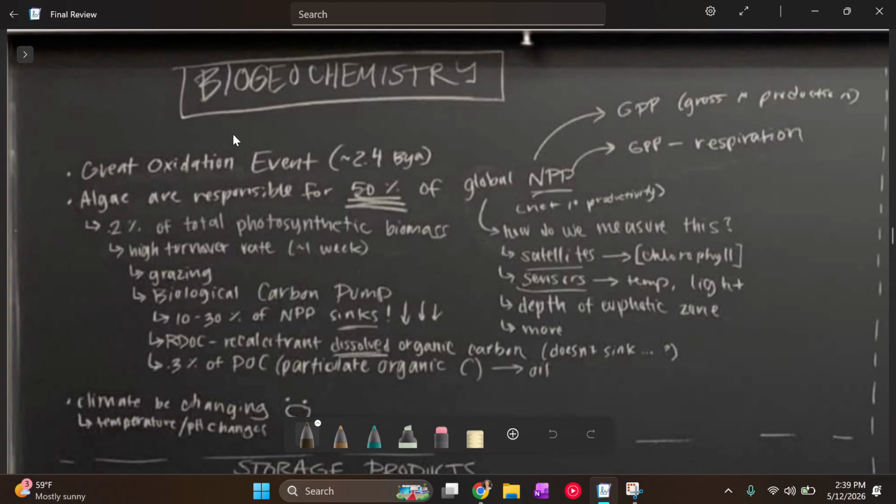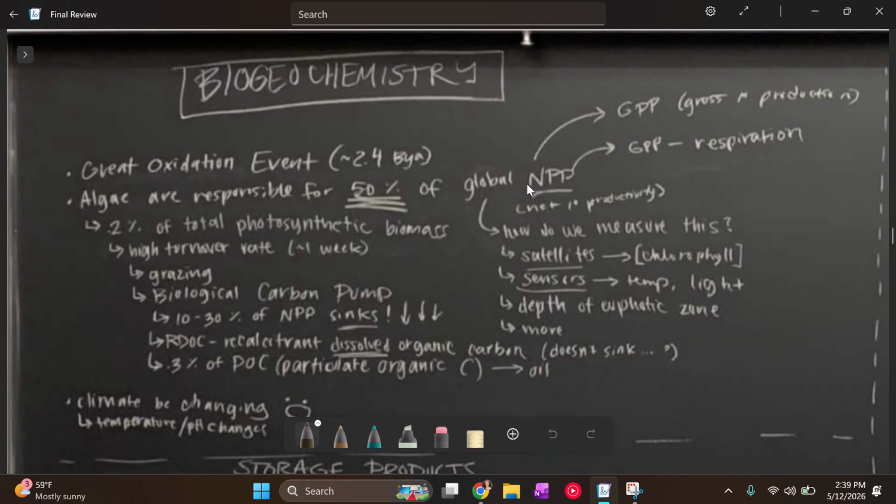Wow. This was not my favorite one. There was a great oxidation event around 2.4 billion years ago. Me when I can photosynthesize, cyanobacteria. And you better know this one. You better know that algae are responsible for 50% of global net primary production, because he will ask us about it.